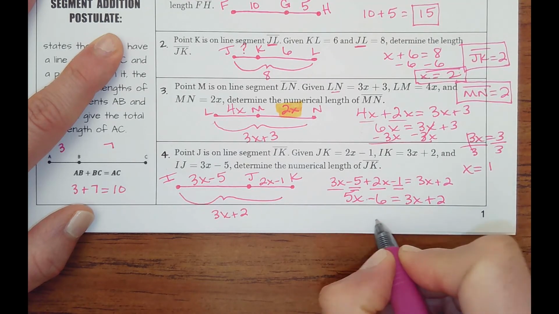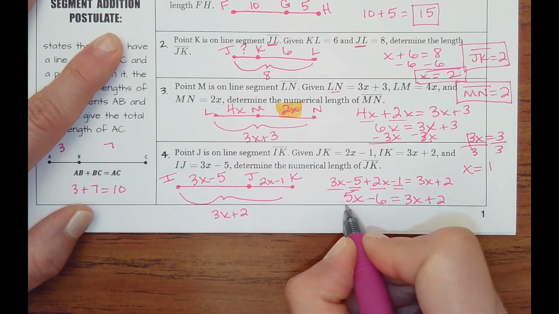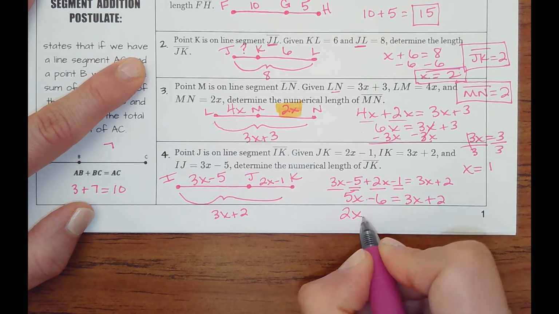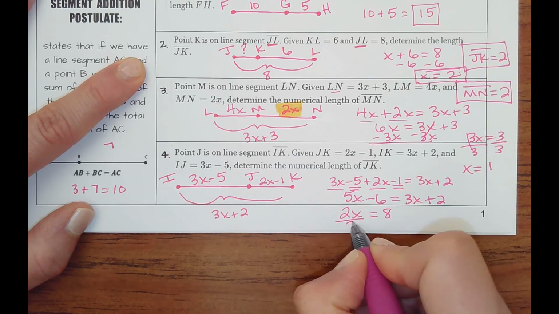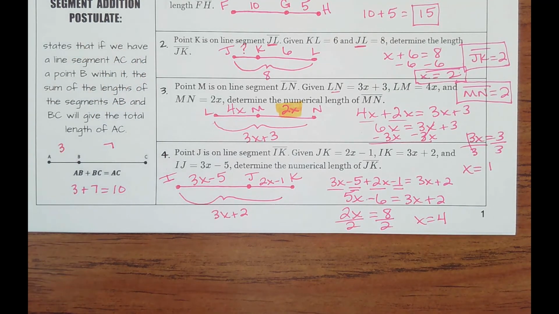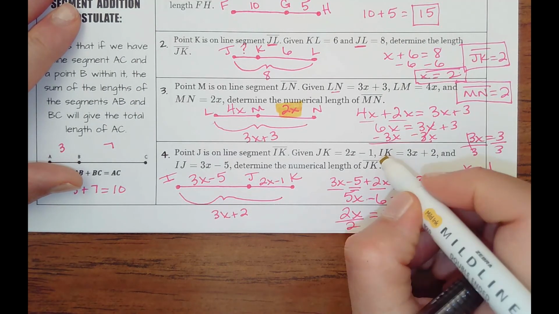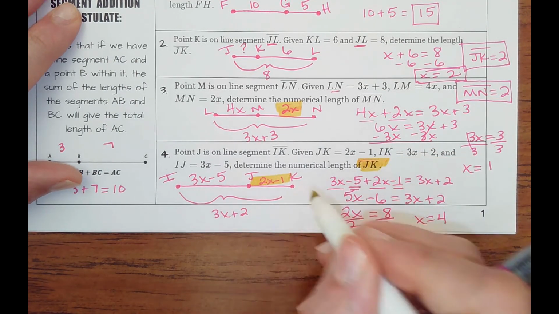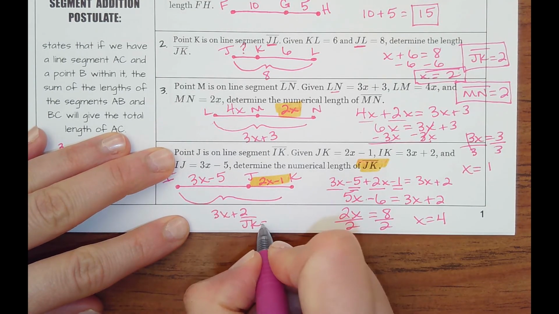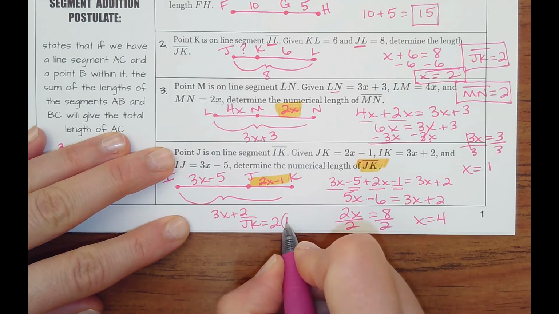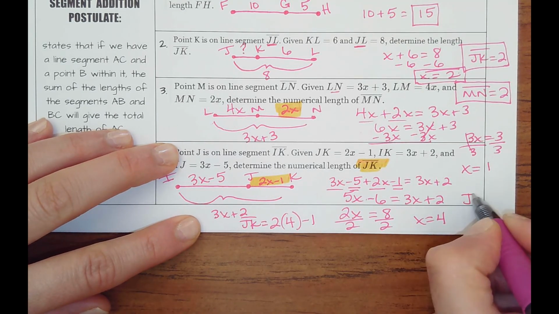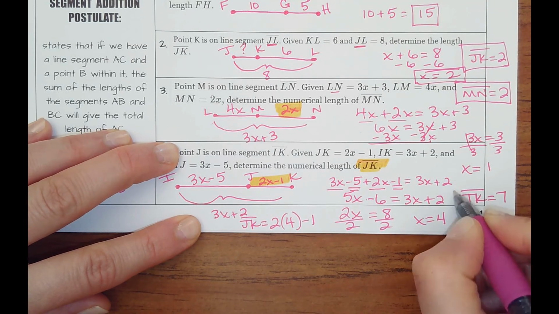I'm going to subtract 3x. I'm running out of room, so I'm going to subtract 3x from 5x. 5 minus 3 would be 2x. I'm adding the 6 to 2, which would be 8. Dividing by 2 would give me that x is 4. But what does it want me to find? The actual numerical length of JK, which is right here. So to find JK, I would have to take 2 times 4 minus 1, which is 8 minus 1, which is 7. So the length of JK is 7.